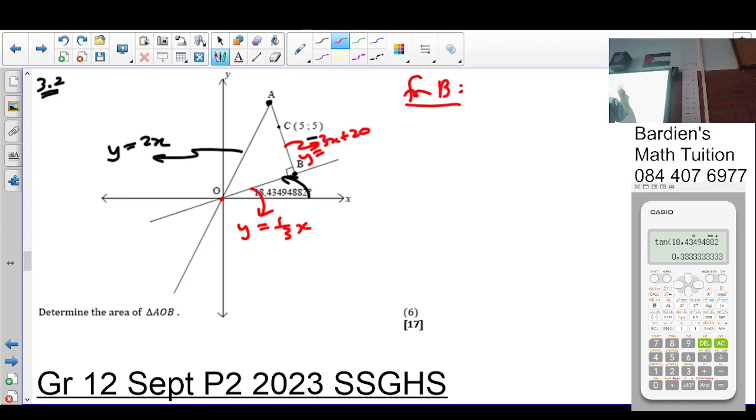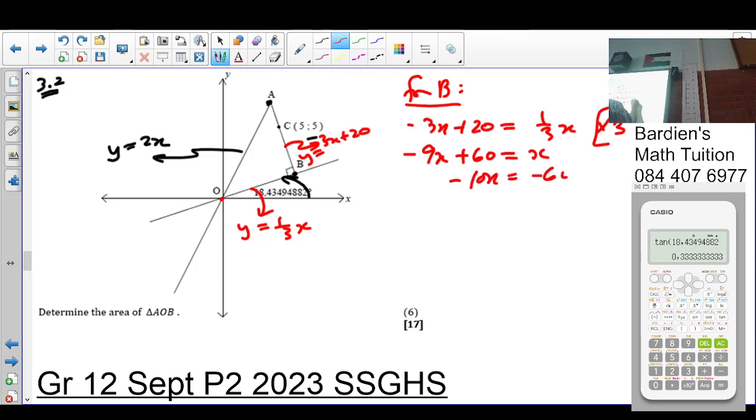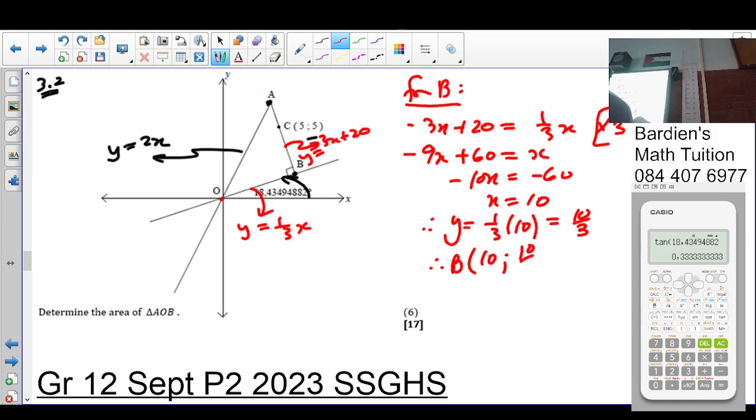For B, you've got negative 3x plus 20 is equal to a third x. So again, multiplied by 3, it's going to be negative 9x plus 60 is equal to x. So negative 10x is equal to negative 60, x is equal to 10. Now it makes sense. Okay? So therefore your y is simply going to be 1 over 3 times 10, which is 10 over 3. So therefore the coordinates of B is 10 and 10 over 3.